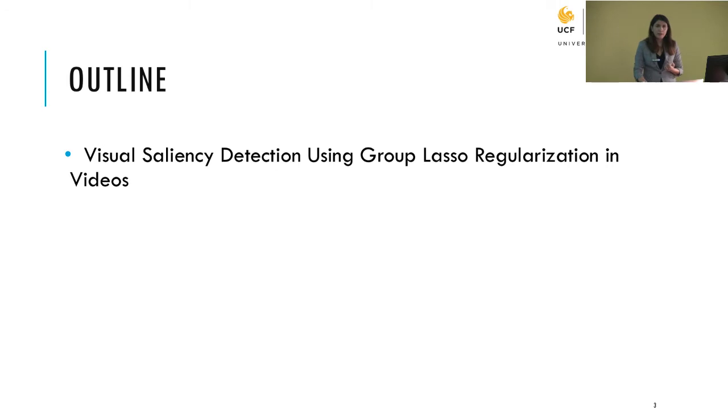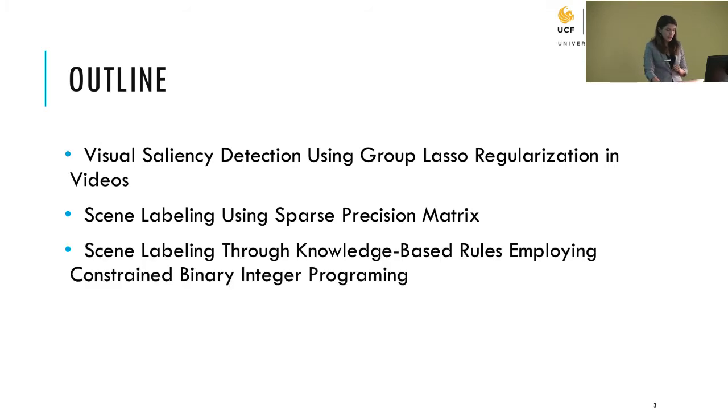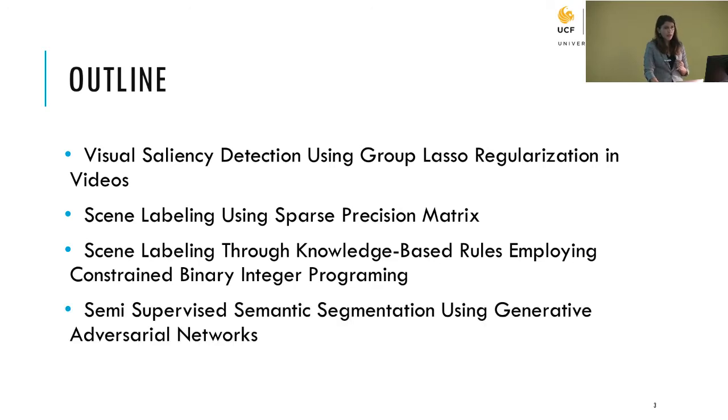So I have 4 chapters in my thesis. One is visual saliency detection using group LASSO regularization in videos. The second chapter is semantic segmentation or scene labeling using sparse precision matrix, and the third one is scene labeling using knowledge-based rules employing binary integer programming, and finally semi-supervised semantic segmentation using generative adversarial networks.